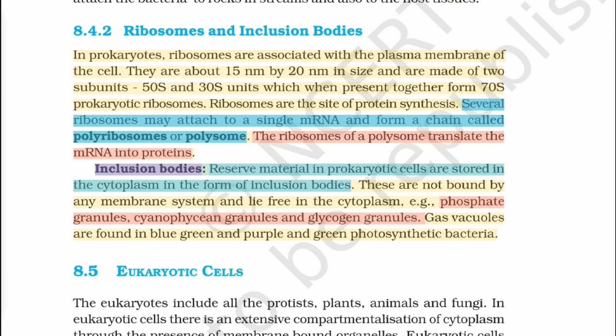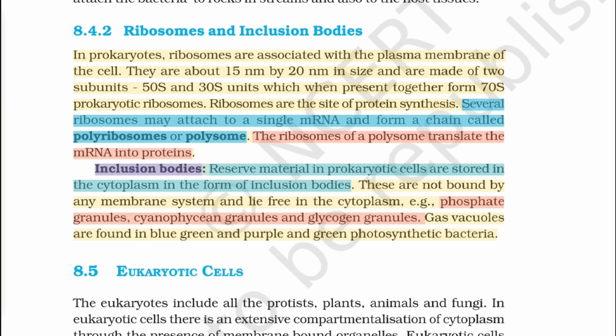8.4.2 Ribosomes and inclusion bodies. In prokaryotes, ribosomes are associated with the plasma membrane of the cell. They are about 15 nanometers by 20 nanometers in size and are made of two subunits, 50S and 30S units, which when present together form 70S prokaryotic ribosomes. Ribosomes are the site of protein synthesis. Several ribosomes may attach to a single mRNA and form a chain called polyribosomes or polysome. The ribosomes of a polysome translate the mRNA into proteins.